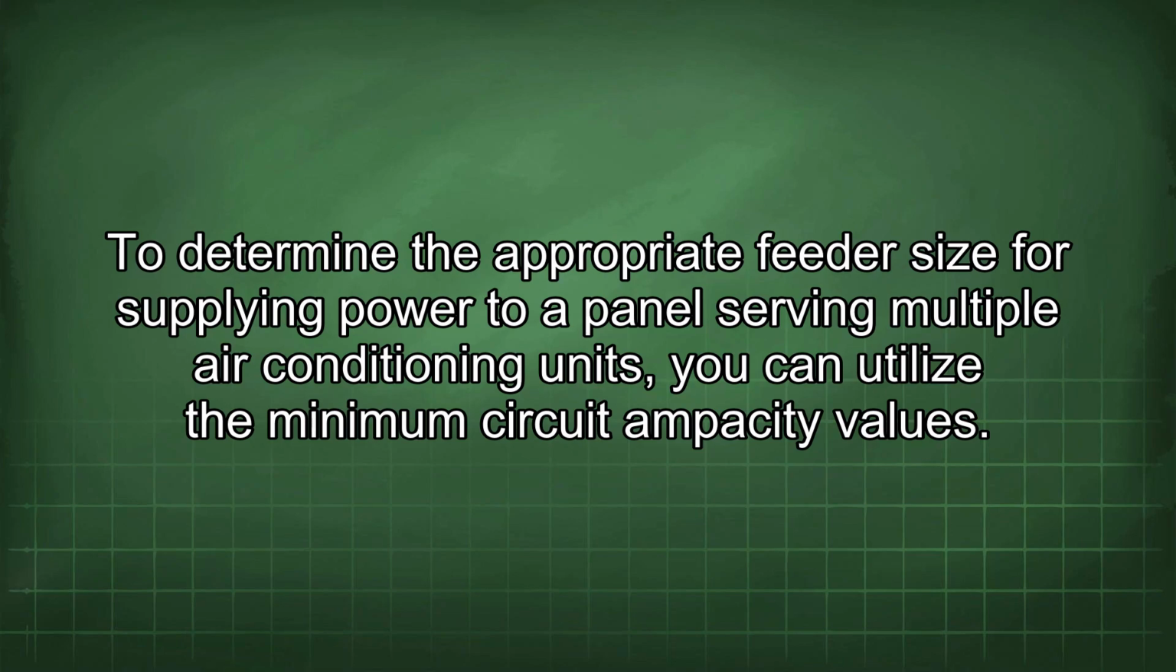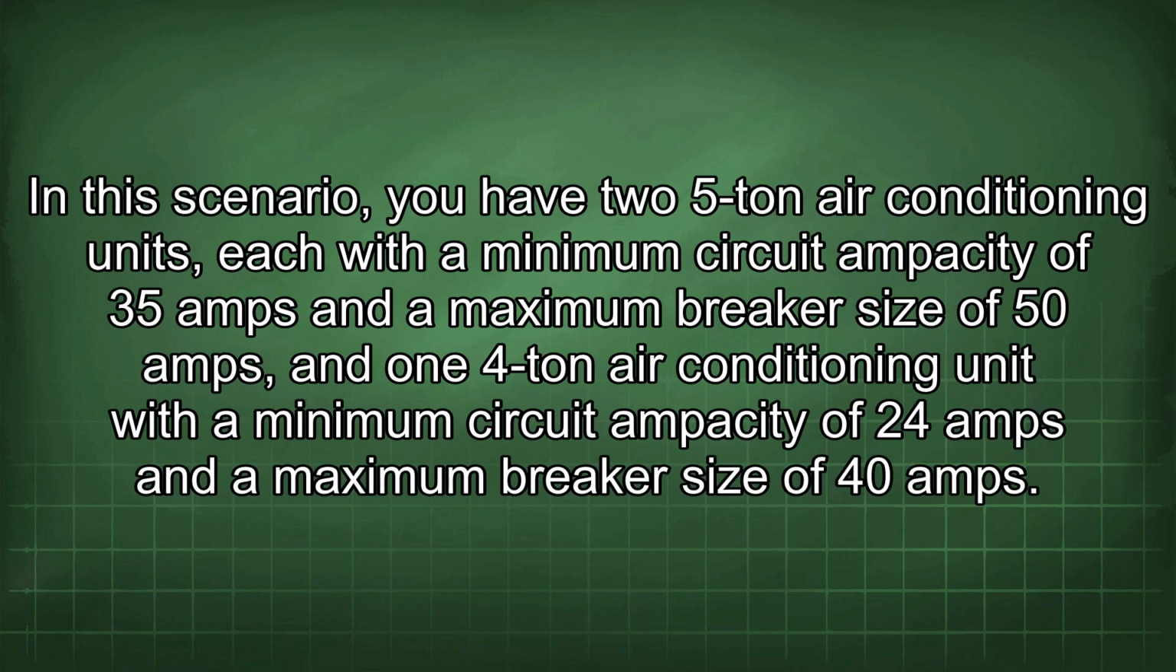To determine the appropriate feeder size for supplying power to a panel serving multiple air conditioning units, you can utilize the minimum circuit ampacity values. In this scenario, you have two 5-ton air conditioning units, each with a minimum circuit ampacity of 35 amps and a maximum breaker size of 50 amps, and one 4-ton air conditioning unit with a minimum circuit ampacity of 24 amps and a maximum breaker size of 40 amps.